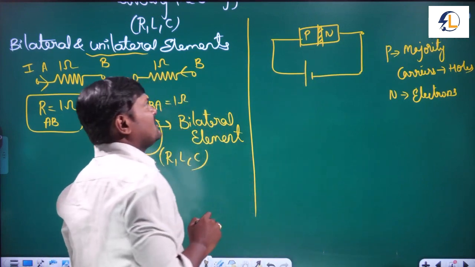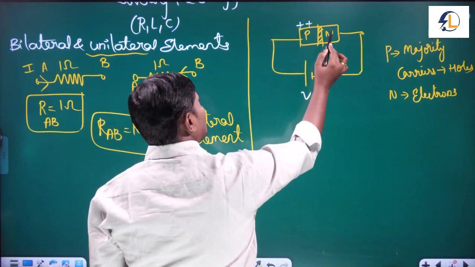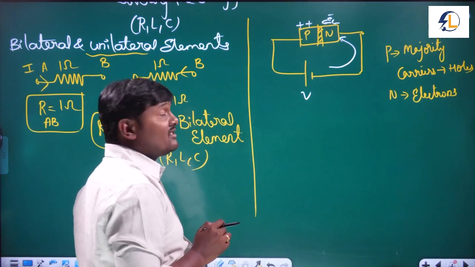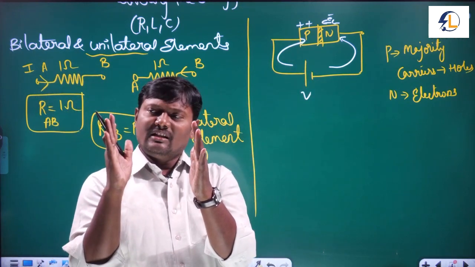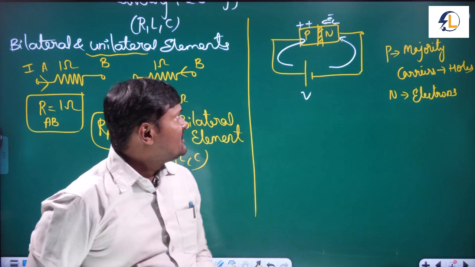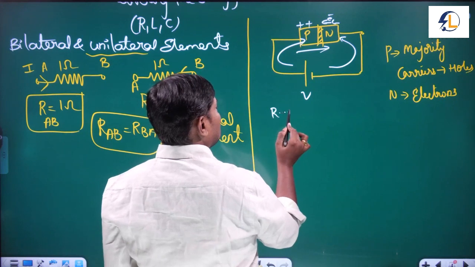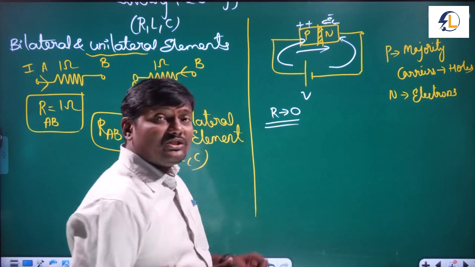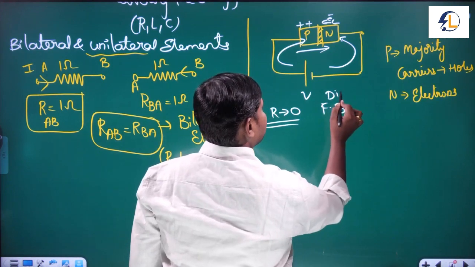When P is given to the positive terminal of the battery and N is given to the negative terminal of the battery, what will happen? Holes have positive charges and electrons have negative charges. Electrons are repelled by the negative terminal of the battery. Holes are repelled by the positive terminal of the battery. So suppose a wall is there, and from this opposite force also you can push in this direction, what will happen? This junction will break down, then the conduction will start, and it acts as a short circuit. So the resistance value is equal to 0, in an ideal case, when the diode is forward biased.